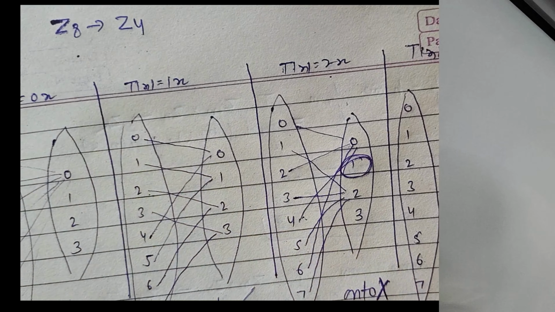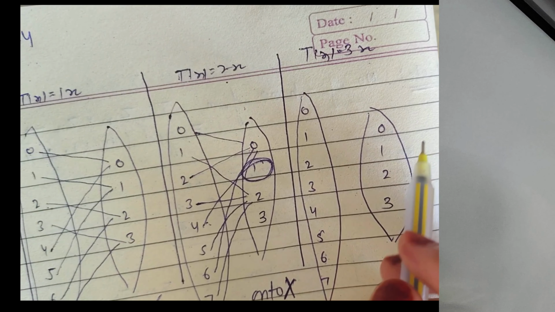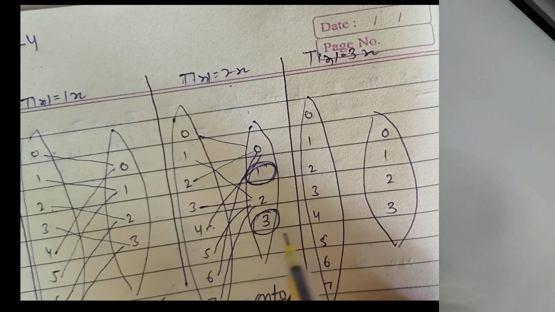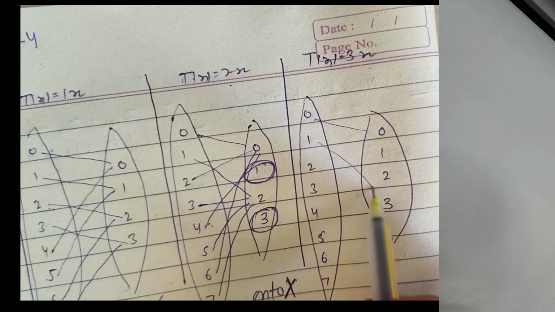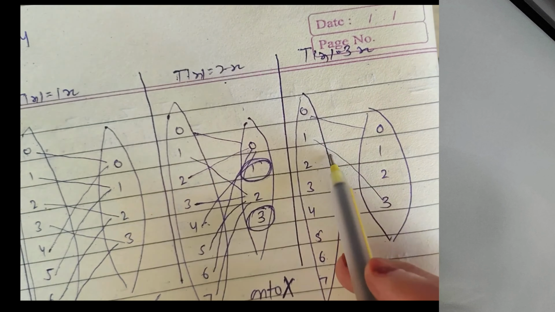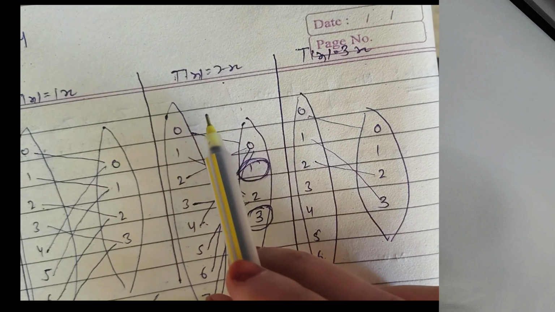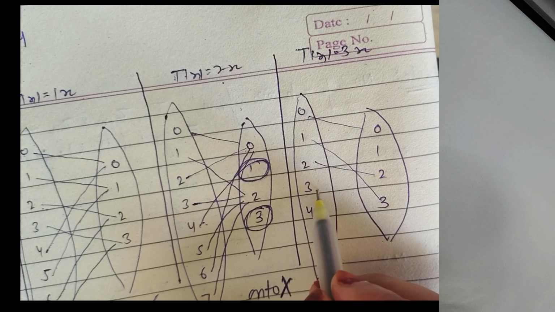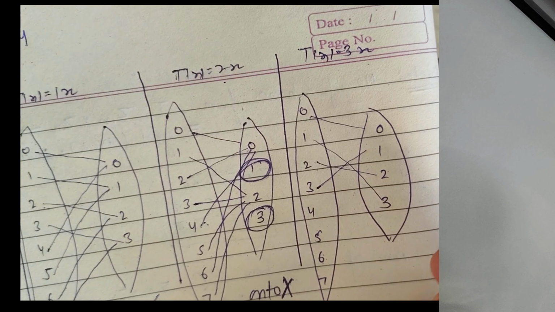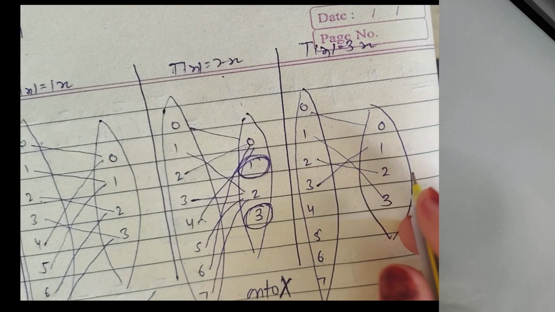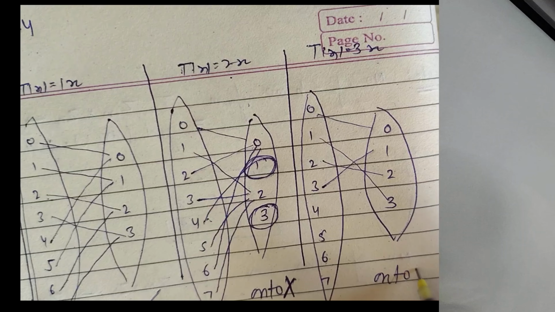Last case, T of x equals 3x. Here 0 is mapped to 0, 1 is mapped to 3, 2 is mapped to 6, and 6 in Z4 is 2. 3 threes are 9, and 9 in Z4 is 1. So we are having images for every element 0, 1, 2, 3, hence it is onto.